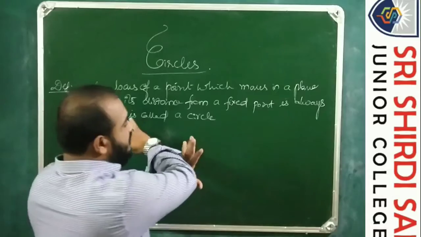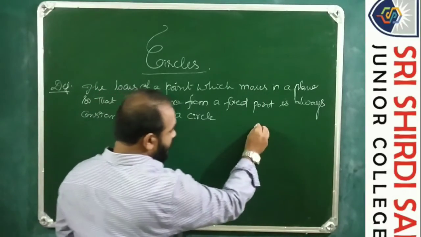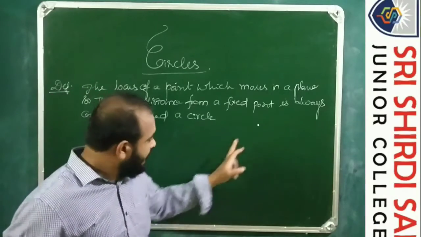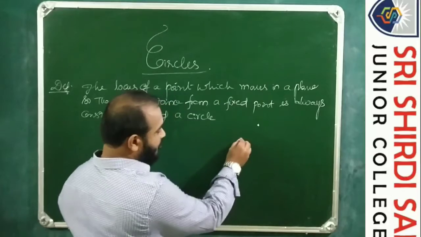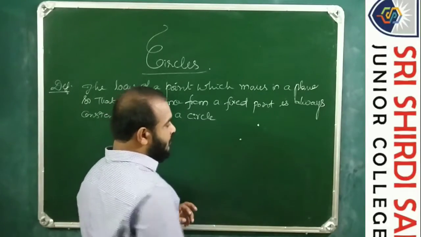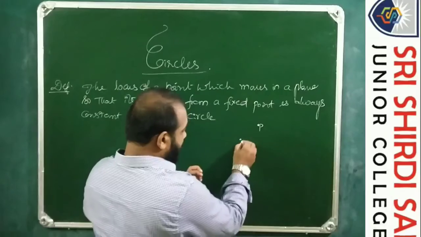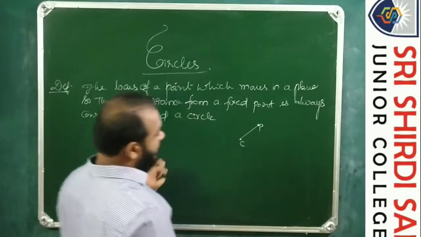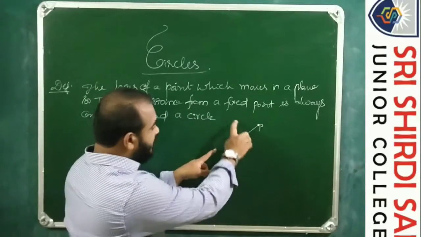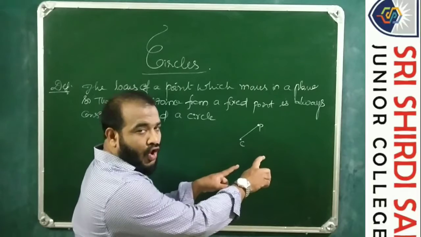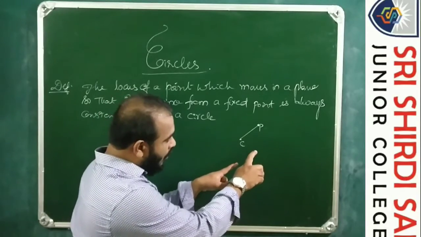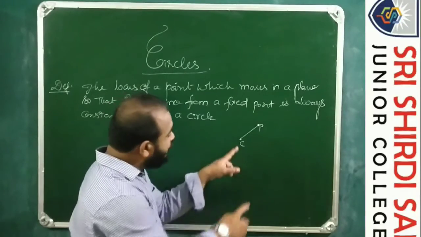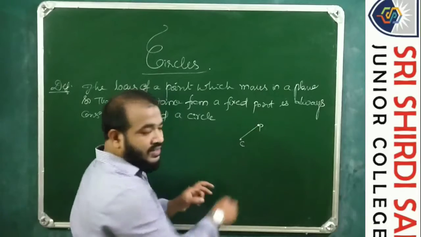So let us consider that this is a plane. Let this be a point whose distance from a fixed point, let this be the fixed point, this distance is always constant. So the locus of all such points, the set of all such points, all of them at a constant distance from a fixed point, is called the circle.